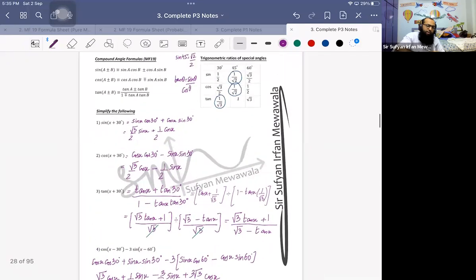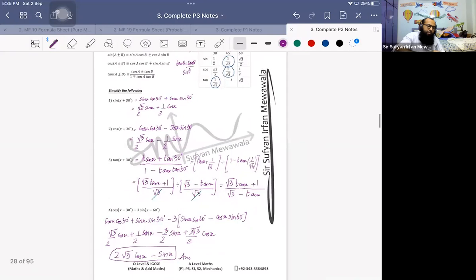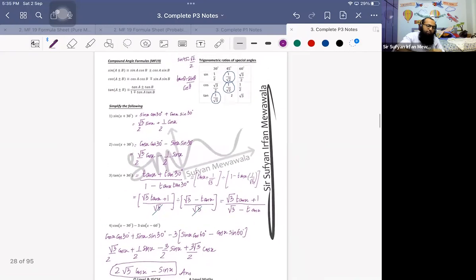So I guess I have explained the compound angle formulas completely. And I've also explained the compound angle formula application using the 4 examples. And if you have noted down and you have understood as well, just acknowledge, done and clear.